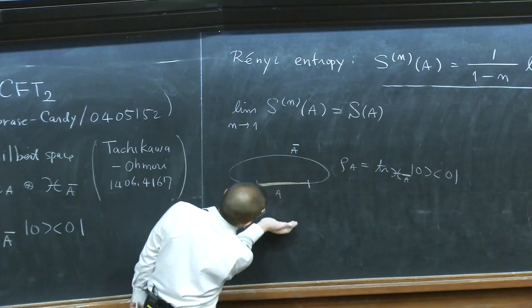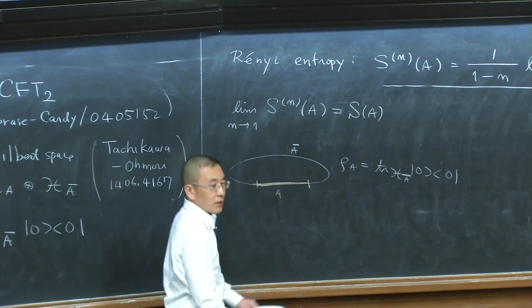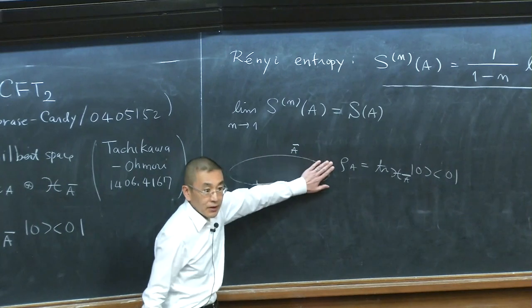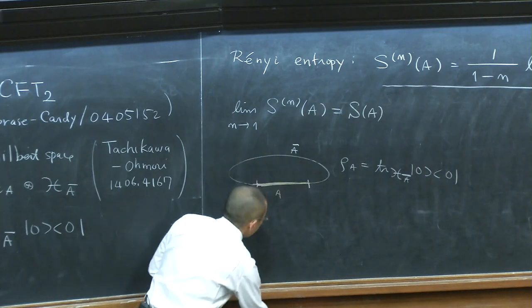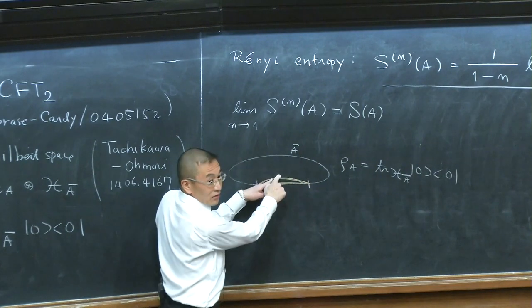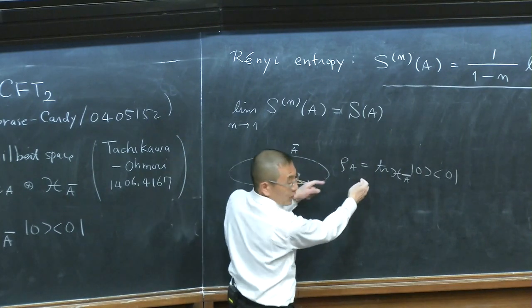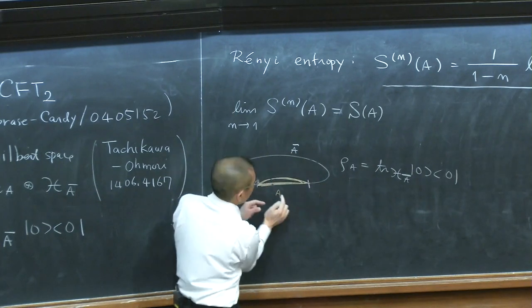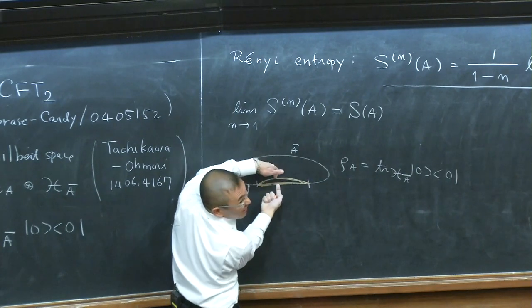So we have this vacuum state coming here. I'm taking trace over here, but I keep this thing open. So you have an in state on this side and an out state over here. That is this. So you have in state here, out state here, which is in state here, out state here.